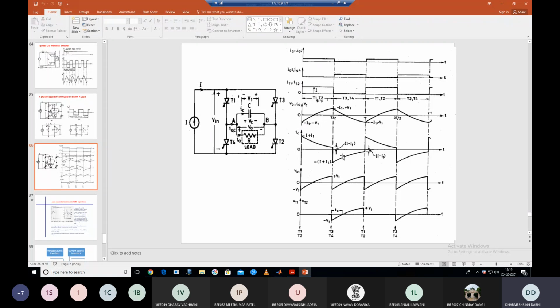This is the capacitor voltage, or you can say the load voltage and load current graph. This is the capacitor current graph. This is the input voltage and this is the voltage across the thyristor graph. Clear? So let's see the simulation so you can understand quickly.